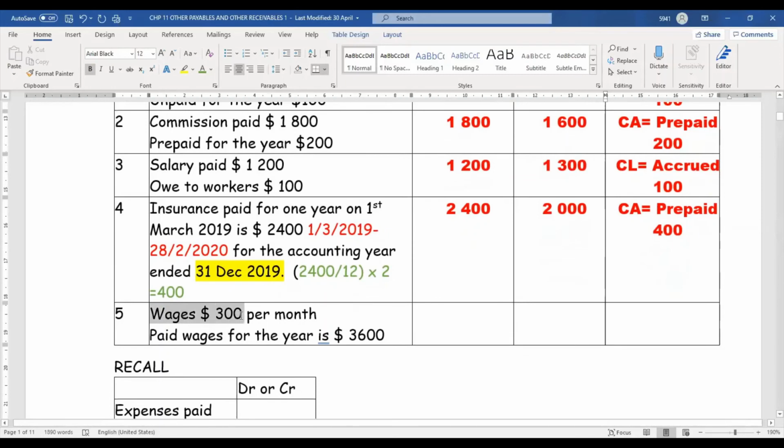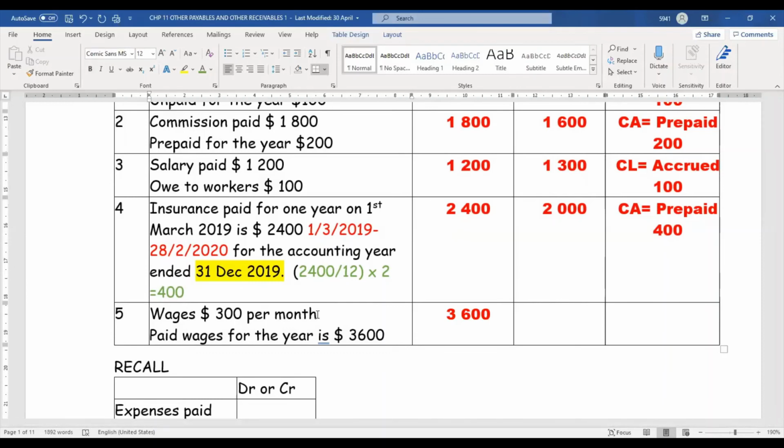Wages 300 per month. 1 month wages we pay 300. Wages for the year is 3,600. Okay, we paid the wages for the year, 3,600. So wages paid 3,600. So how much for this year? How to calculate how much for this year?